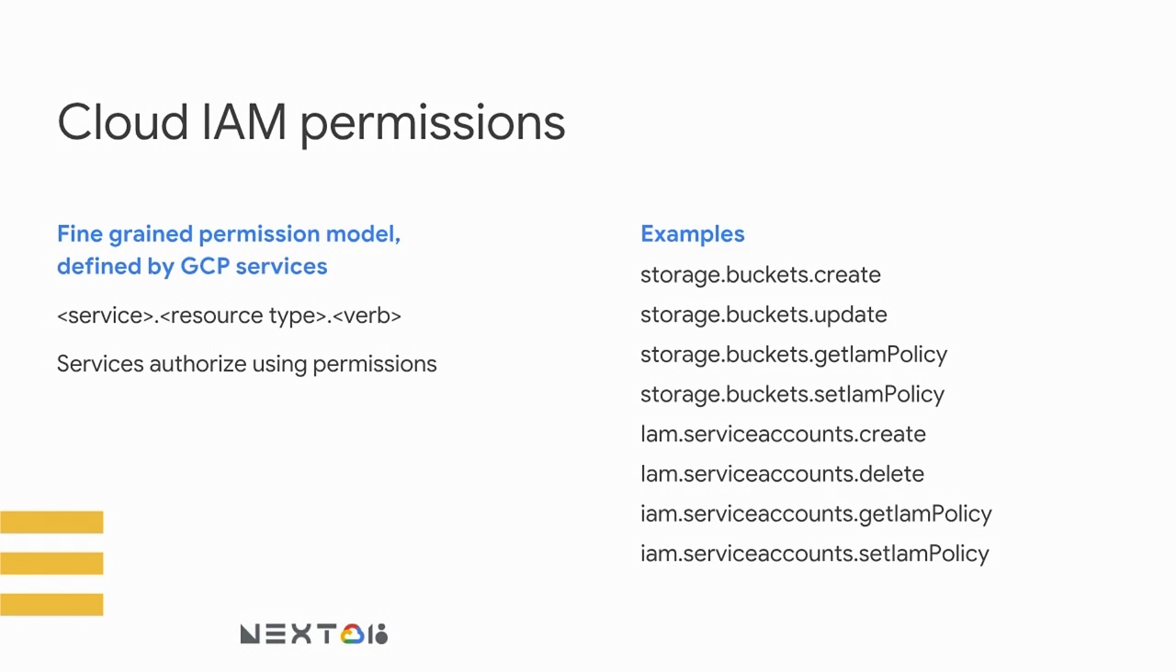Permissions. Everything in IAM is based on IAM permissions. They have a special structure. They start with a service name, followed by the resource type, and then the verb or the action you can take on this resource. Let's take an example, storage.buckets.create. It's obvious by the name that this controls who can create buckets.